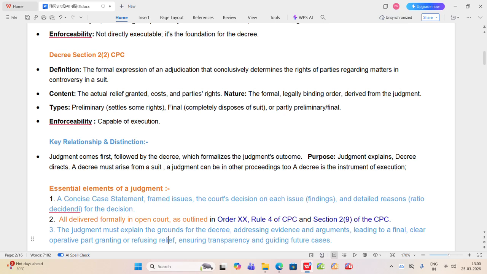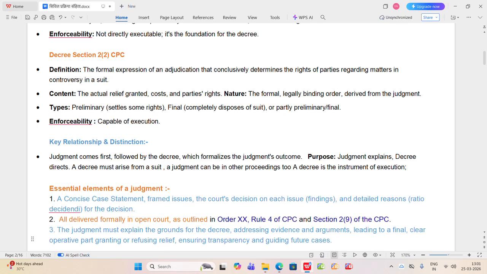The judgment must explain the grounds for the decree, addressing evidences and arguments, leading to a final clear operative part, granting or refusing relief, ensuring transparency and guiding future cases. These two lines you can understand. This is all about the judgment and decree.